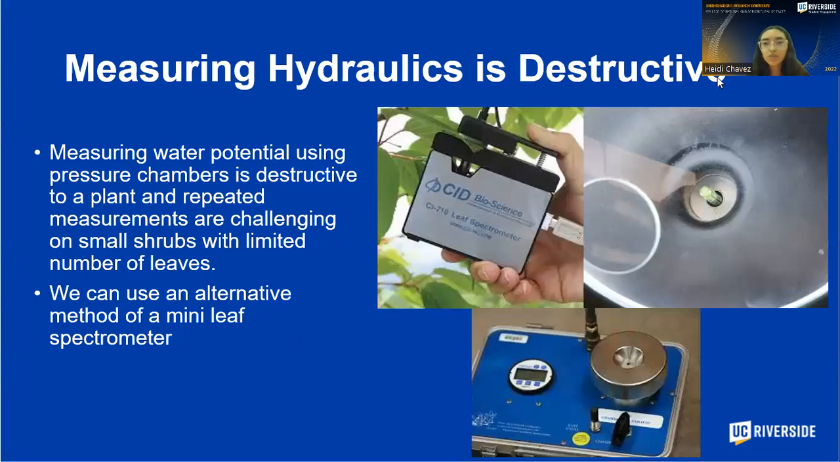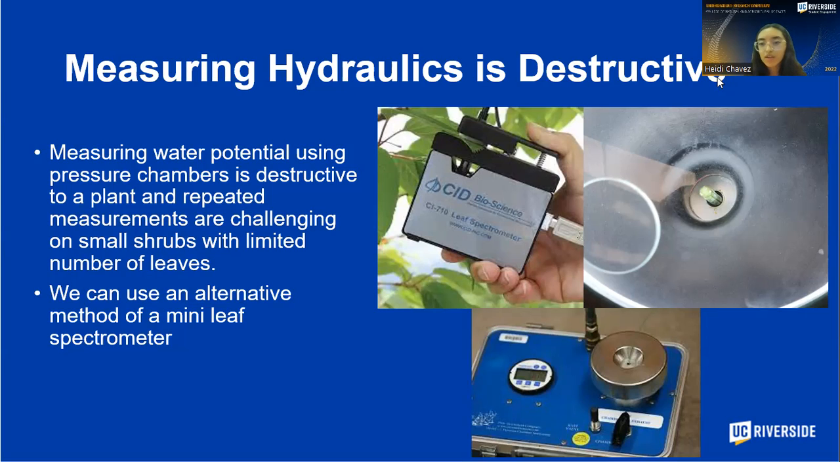There are many techniques we could use to measure plant water status. One of the ones I used was a pressure chamber, which can be seen at the top right and bottom pictures. Using these pressure chambers, we often have to collect the leaves and take them back to the lab to take repeated measurements to get a good look at the water status of a plant throughout the day. This can be very challenging on small shrubs, given that they might have a limited amount of leaves, and it would cause lots of damage to the plant.